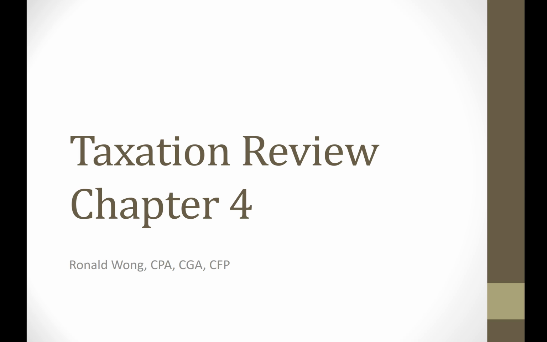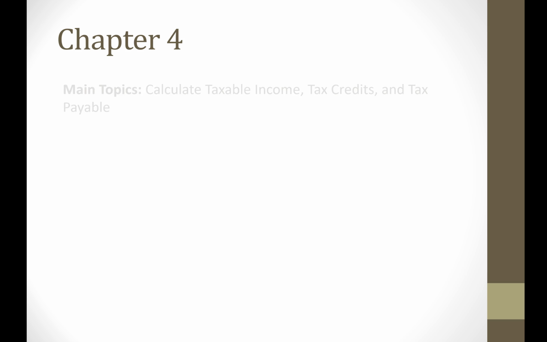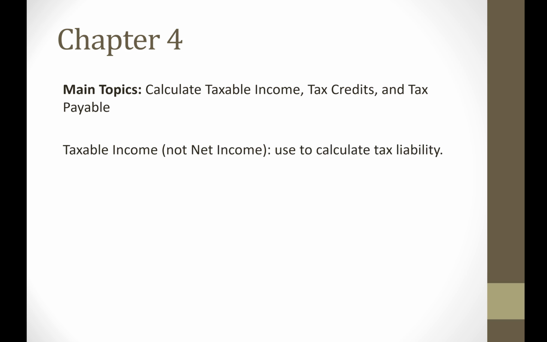Let's jump into the Chapter 4 taxation review. Now in Chapter 4, we looked at how to calculate taxable income, tax credits, and tax payable. Now remember, there's a difference between net income for tax purposes and taxable income. Net income for tax purposes was what we looked at in Chapter 1, 3A plus 3B minus 3C minus 3D. That was our net income for tax purposes, and that was based solely on current year amounts.